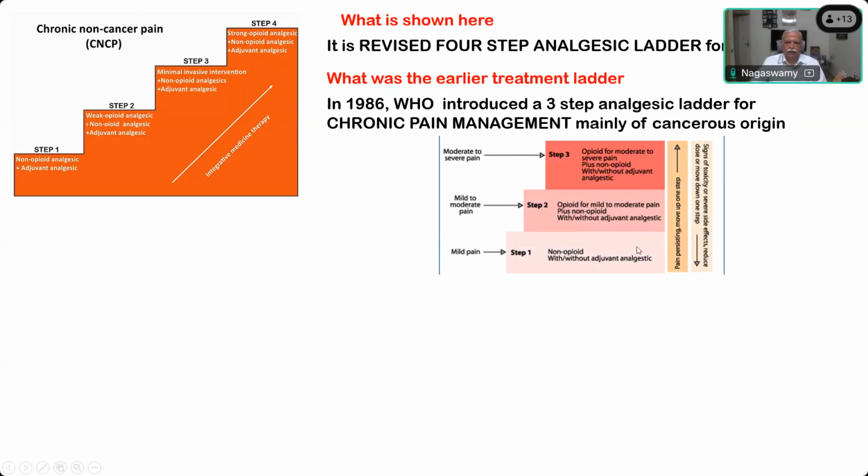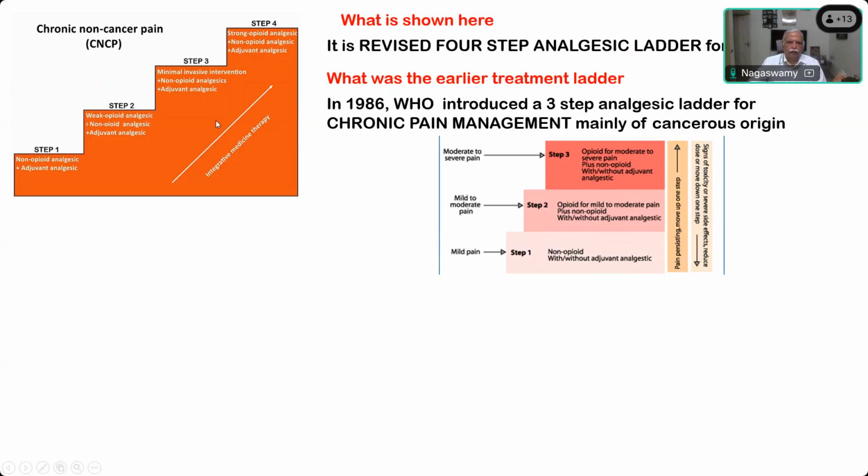So this is the plan. You have to go step by step, and then bring it down slightly. Once you find that you are exceeding the dose and going toward toxicity, you have to slowly try to reverse back. This is the original 3-step WHO pain analgesic ladder.